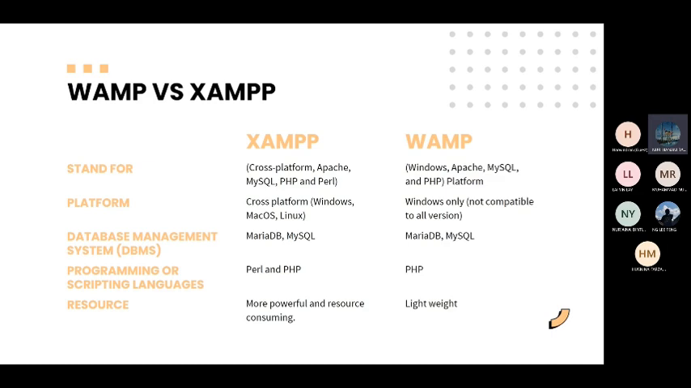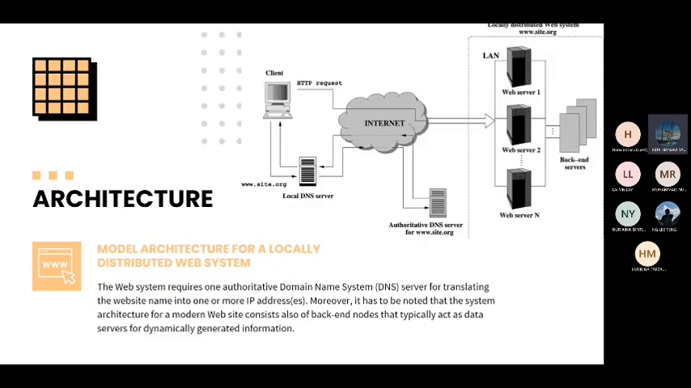For the DBMS, database management system, XAMPP and WAMP both allow using MariaDB and MySQL. For the programming or scripting languages, XAMPP uses Perl and PHP, while WAMP only uses PHP. For resources, XAMPP is more powerful and resource consuming, while WAMP is lightweight compared to XAMPP. So here's the model architecture for a locally distributed web system.